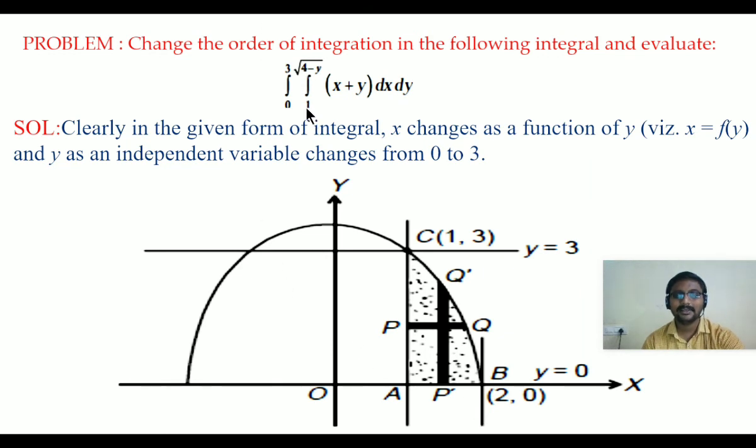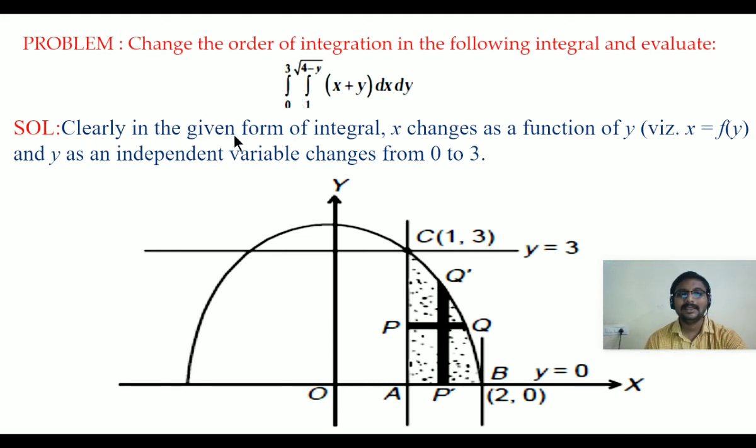So once again, look at the figure. The x limits are 1 to root of 4 minus y. x equal to 1 is a line parallel to the y-axis. Next, x equal to root of 4 minus y is a curve, a parabola, which meets the x-axis at (2, 0). y equal to 0 means the x-axis, and y equal to 3 is a line parallel to the x-axis. So this is the region according to the given limits.